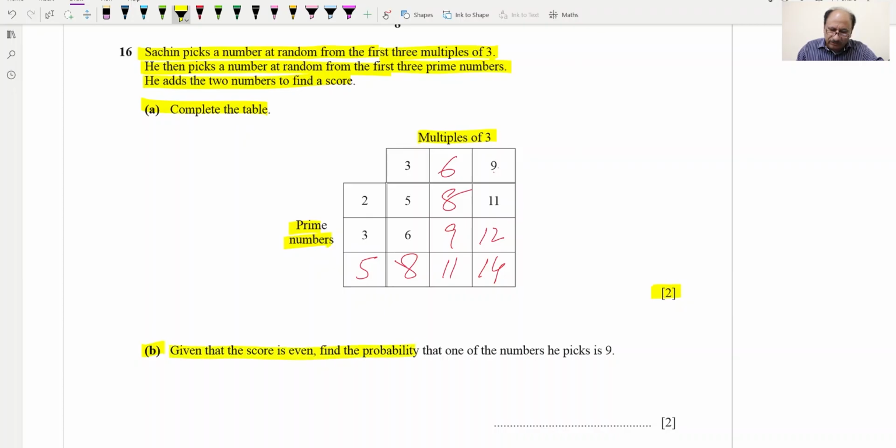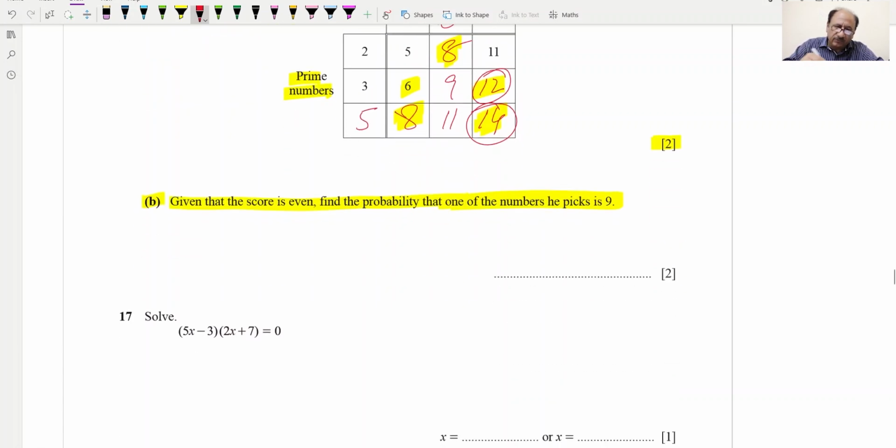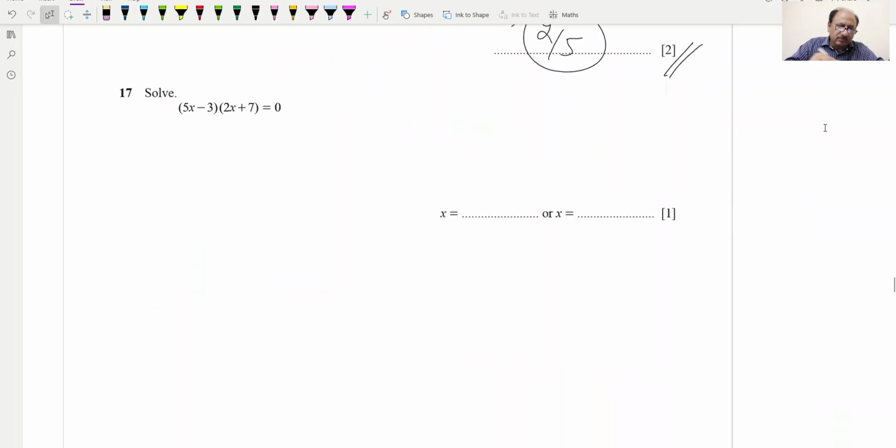Given that the score is even, find the probability that one of the numbers he picks is 9. So what are the even numbers? Even scores are 8, 8, 6, 12 and 14. These are even numbers. So 5 are even, and 9 is involved in writing this one and this one. So 2 out of 5. So our probability will be 2 out of 5, and this was a 2-mark question which we are done with. Now we can move to the next question, question number 17.